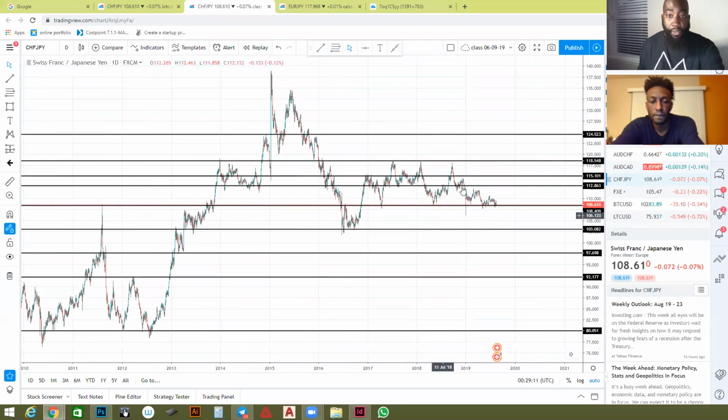Now, again, these moves happen over and over in different time frames. This right here actually should be a gold one. So remember, black lines represent daily.